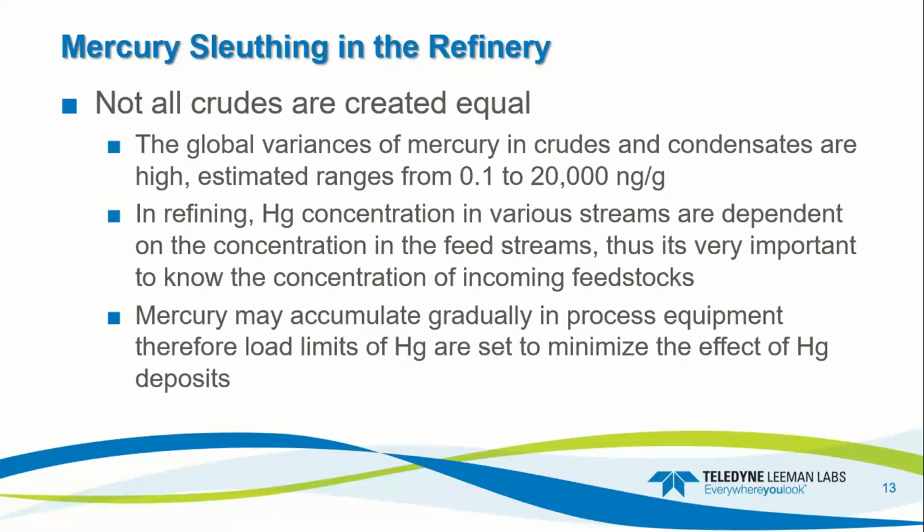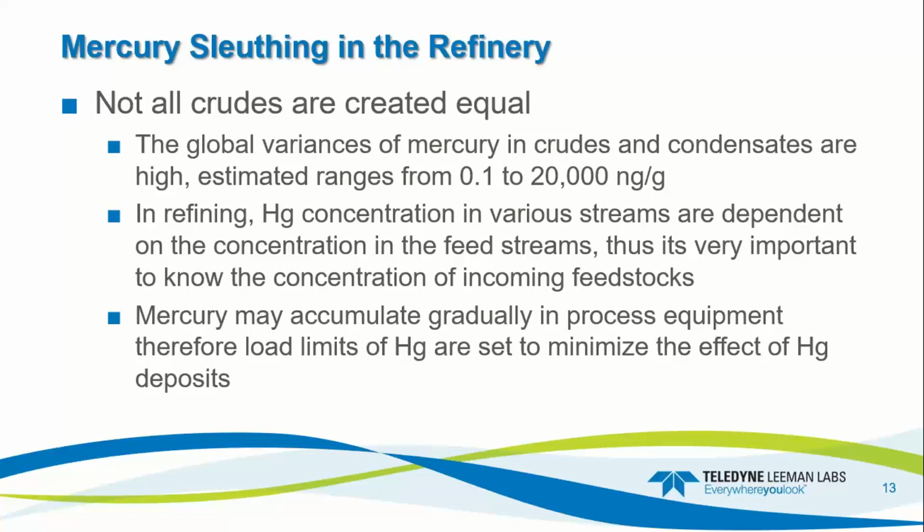Sleuthing the mercury in the refinery. Not all crudes are created equal. Global variances in crudes and condensates are extremely high. Some of the estimates range from 0.1 to 20,000 ppb. 20,000 ppb seems like a lot, but I guess it's probably possible in different regions and so forth. That's a 10 ppm concentration of mercury in the mass of oil.